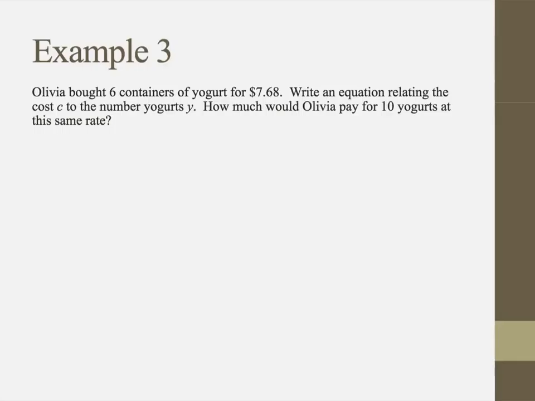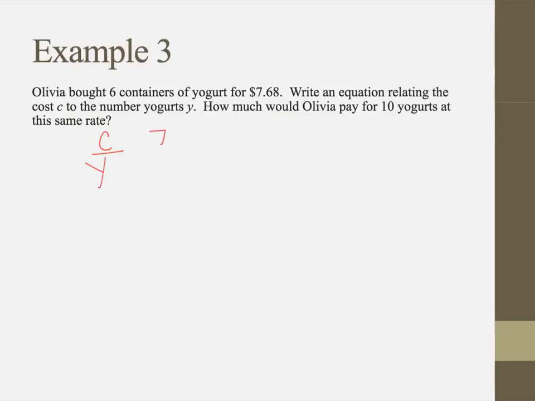Okay, so let's look at example 3. It says Olivia bought 6 containers of yogurt for $7.68. Write an equation relating the cost C to the number of yogurts Y. How much would Olivia pay for 10 yogurts at the same rate? Well, the first thing we have to do is find the unit rate. Remember how we did that? All we have to do is take the cost, C, over the containers Y of yogurt.